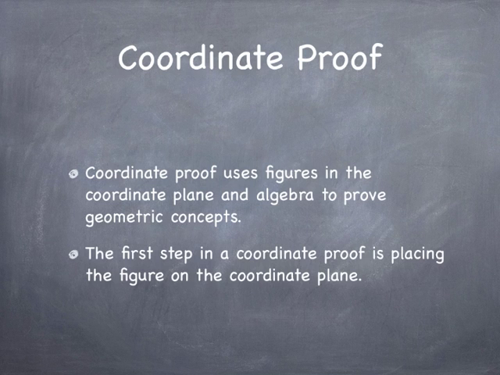Now, our goals with coordinate proof. First, coordinate proof uses figures in the coordinate plane along with algebra to prove geometric concepts. And so the first step that we need to accomplish is placing this figure properly in a coordinate plane. So let's work through a couple of examples.